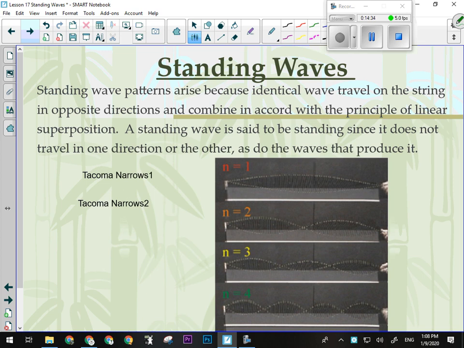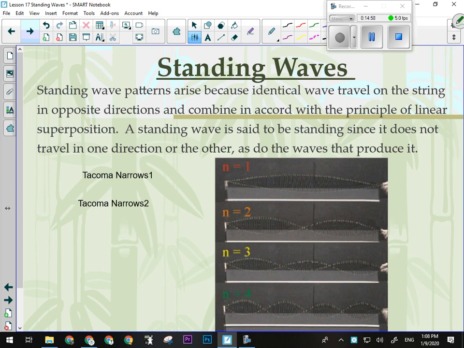The problem with the Tacoma Narrows Bridge was the tension was essentially the same on both sides in both cables. Since that tension was the same, the waves could travel at the same speed on both sides of the bridge. If they travel at the same speed, they'll have the same wavelength and the same frequency, and then they can interfere and produce a standing wave pattern.